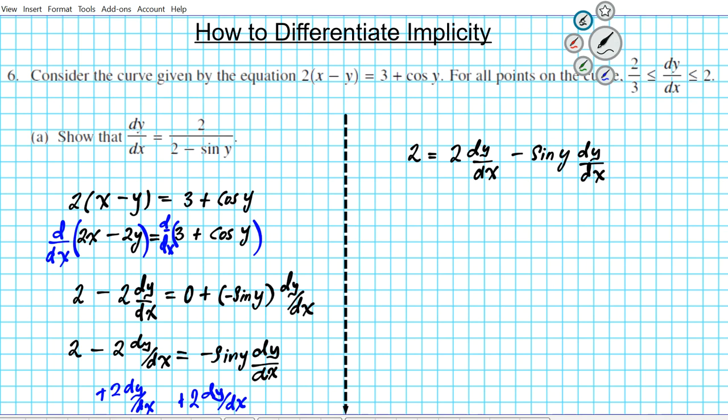When you collect like terms, what we're going to do next is factor out dy/dx from the right side of the equation. So we're going to have 2 minus sine y times dy/dx. And then to get dy/dx isolated, we're going to divide both sides of the equation by the quantity 2 minus sine y.